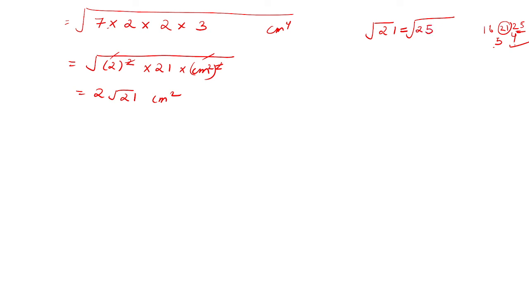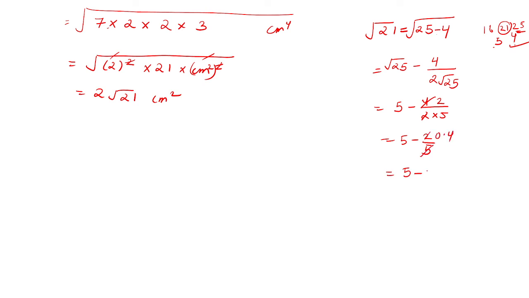So 25. Now in order to get 21, what must I subtract from it? I must subtract 4. Therefore I can write this as, using the same formula, root of 25 minus the y value, 4, divided by 2 into root 25. Clear with this? So you're left with 5 minus 4 by 2 into 5. So 2 into 5, clear? So 5 minus 2 by 5. So easily you can write this as 5 minus 2 into 0.4. Okay, so this becomes 4.6. Therefore 2 into 4.6 centimeters square.